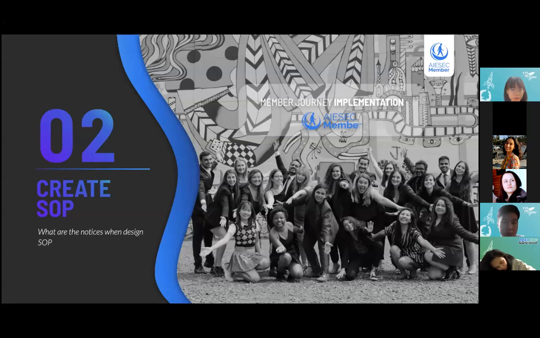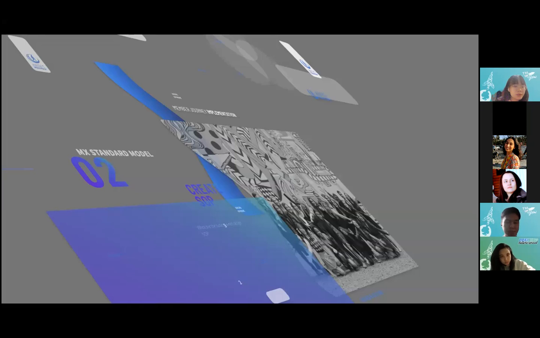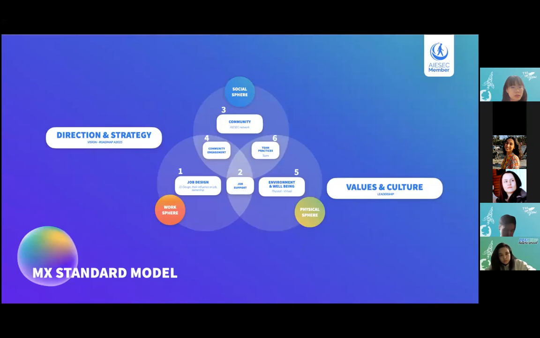Okay. So can you help me to click the slide, please? Yes, definitely. Okay. Cool. I just want to remind you about some factors when you start to create the MX standard. Especially, not creating, we already have it. When you create the SOP for MX standard delivery, there are a few elements that you need to keep in mind before you actually build it.